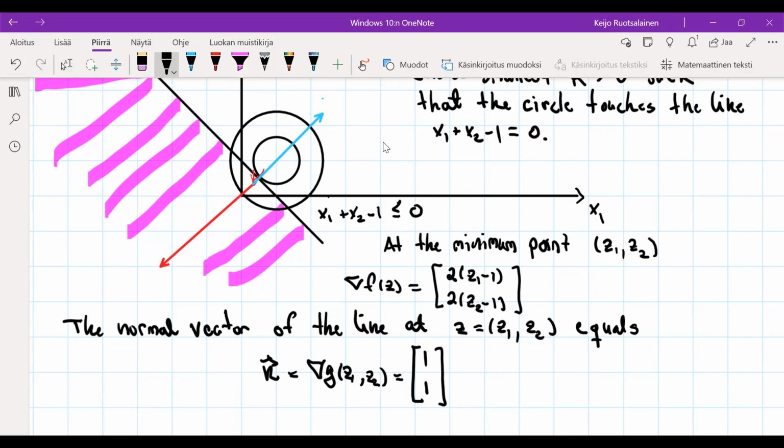So in every case, if I have several of those constraints and I have a candidate for a minimum point, then the minimum point must satisfy this condition that you take the gradient of the cost function at the point. It must be a linear combination of these gradients of those constraint functions at the same point.